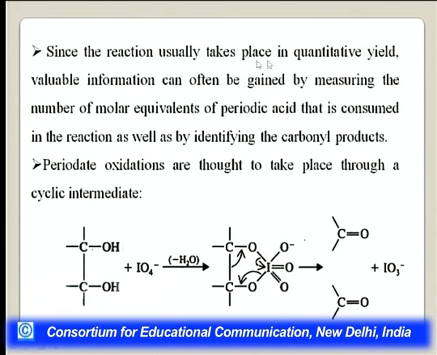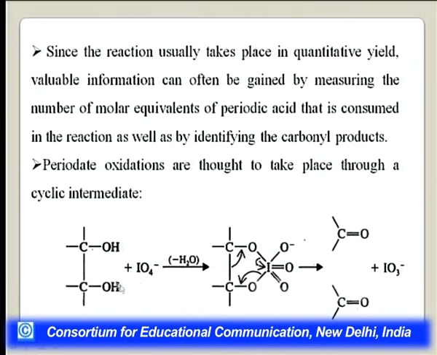Since the reaction usually takes place in quantitative yield, valuable information can often be gained by measuring the number of molar equivalents of periodic acid consumed in the reaction, as well as by identifying the carbonyl products. So you can easily estimate it quantitatively. Periodic oxidations are thought to take place through a cyclic intermediate. So let us see the mechanism, how the carbonyl group gets produced.